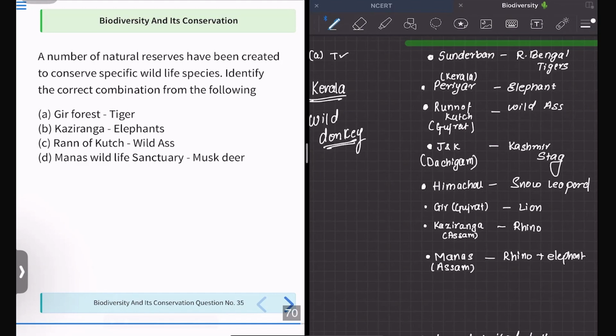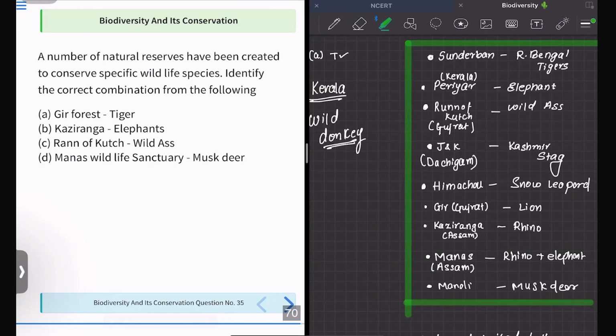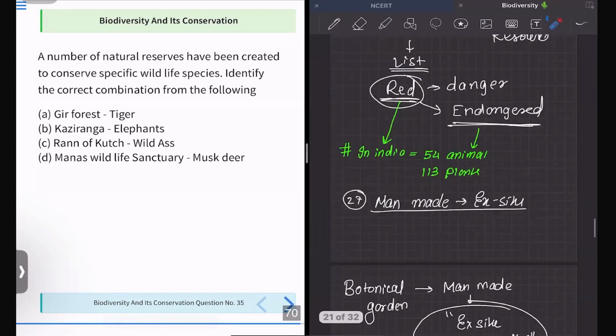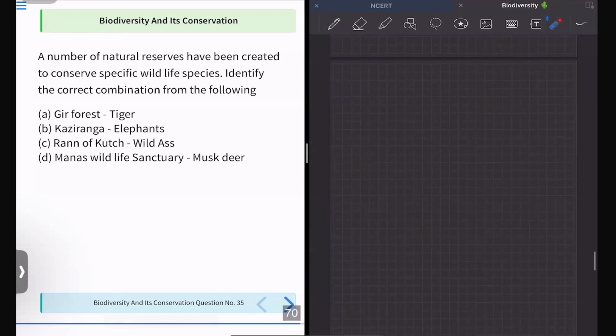Now, in the question, they have also given us musk deer. So, where do we find musk deer? We find musk deer in Manali. So, we have created a very exhaustive list that can be asked in your question. I want you to draw this list with me, and all of the potential national parks and what they are specifically famous for is given in this one list. Make sure you make it somewhere in your notes, in your NCERT, at some blank space so that you can revise from this. With this, we have come to an end on discussing the previous year questions.